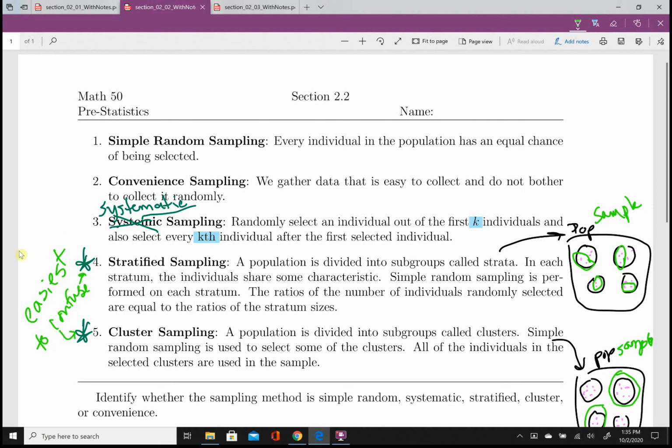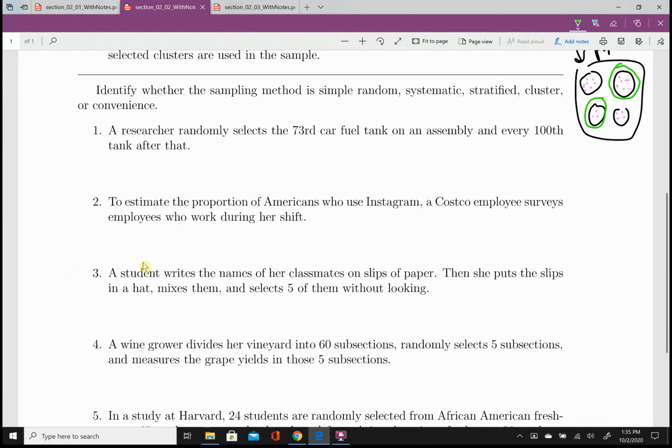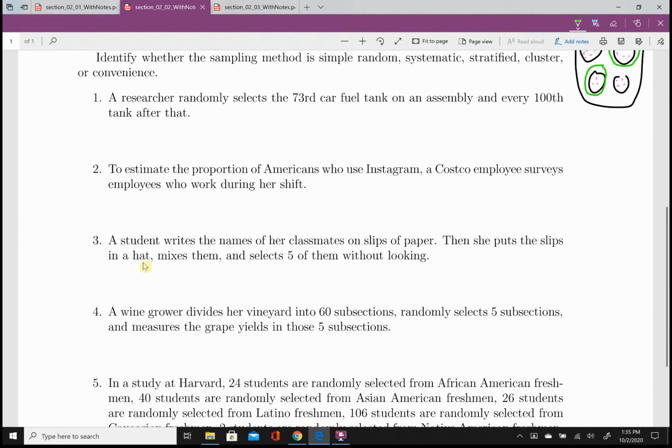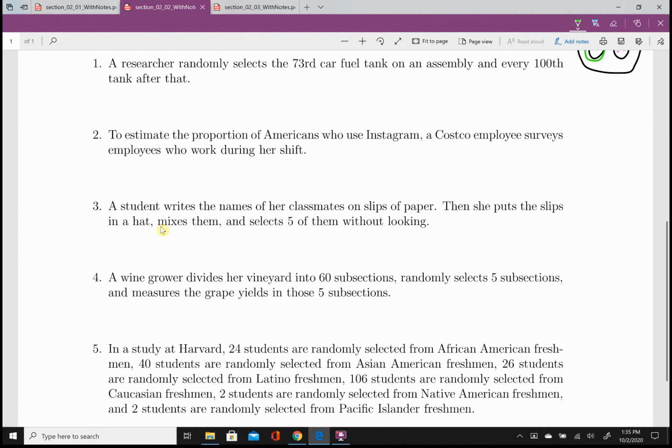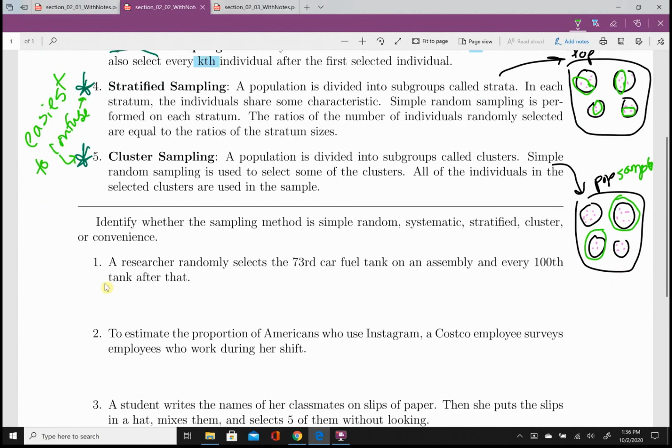Okay, cool, but we'll take a look at this. All right, so here are 5 examples. We're going to identify whether the sampling method is simple random, systematic, stratified, cluster, or convenience. There's one of each, so no one type of sampling method is going to happen twice in this group, okay? So here's number 1. A researcher randomly selects the 73rd car fuel tank on an assembly line and every 100th fuel tank after that. Okay, so this is definitely super clear, hopefully, to everybody, a systematic sampling scenario.